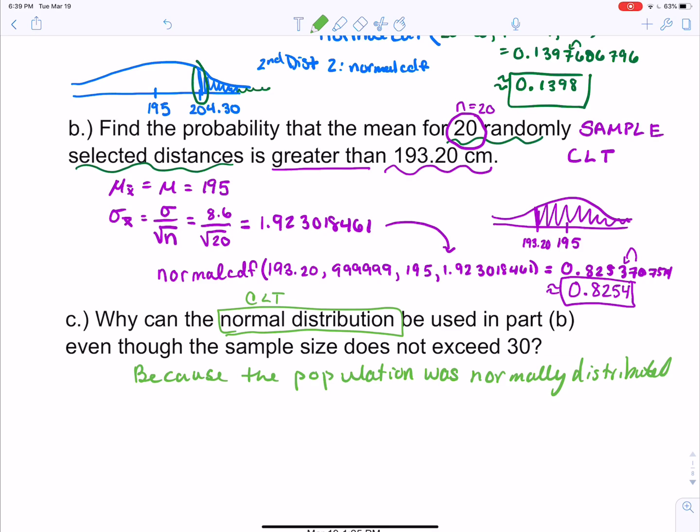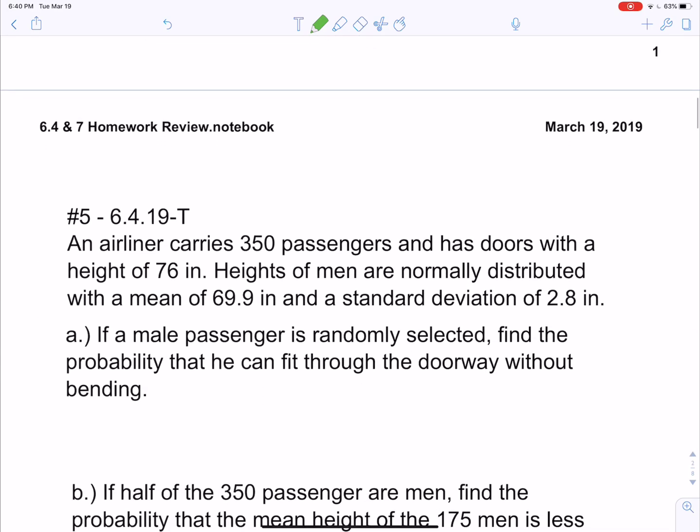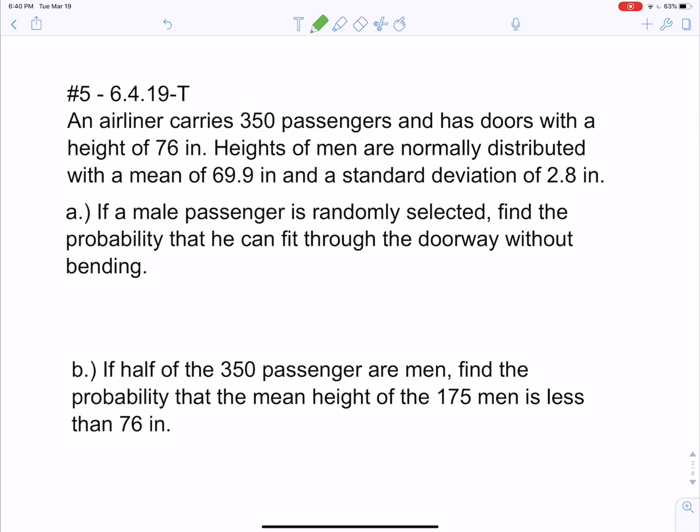Now, if we keep going, another one that covered topics from section 6.4 that some students were struggling with was number 5. So let's look at this. An airliner carries 350 passengers and has doors with a height of 76 inches. Heights of men are normally distributed with a mean of 69.9 inches and a standard deviation of 2.8 inches.